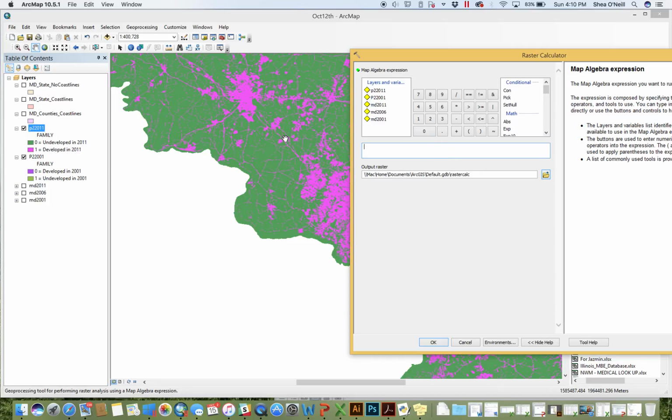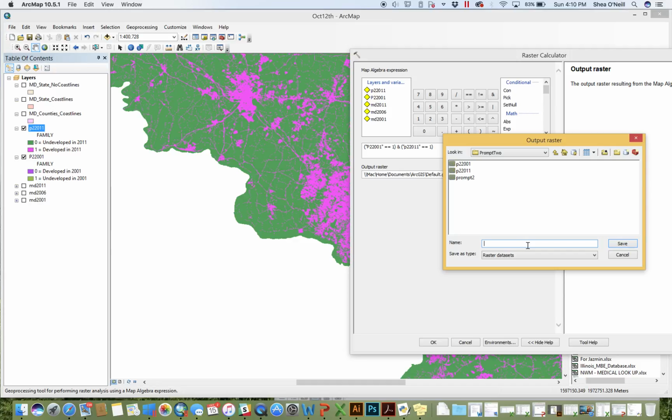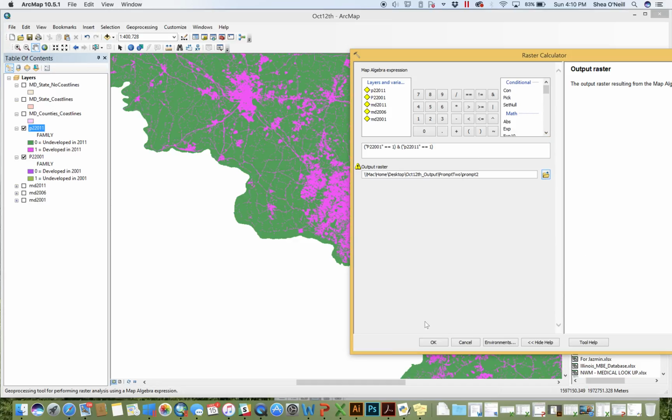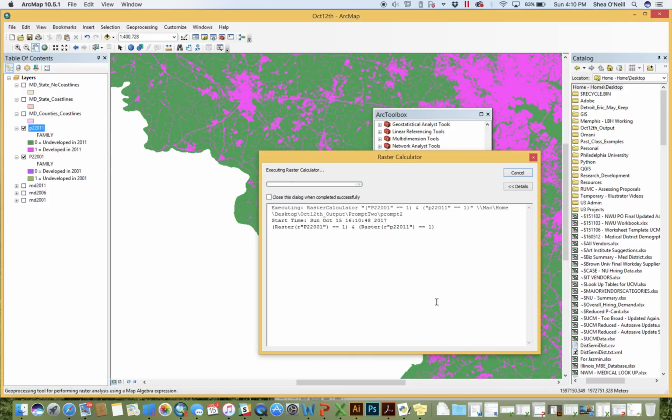I think a clearer way is just to set up a Boolean expression. As we said when we first learned raster Boolean, it's just a fancy word for true-false. That's all that it means. So we're simply saying, in 2001, my value was 1, meaning I was undeveloped. And in 2011, my value was 1, meaning that I was developed. Bring that together to answer prompt 2. Hit OK. Give it a shot to run its magic.